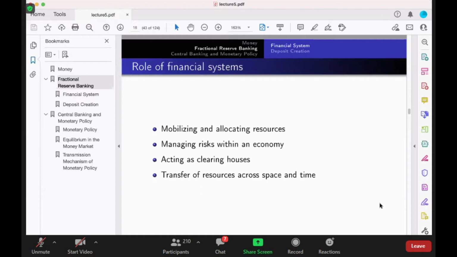The financial system operates in a financial market, and the institutions that deal with these things are what? The financial intermediaries.